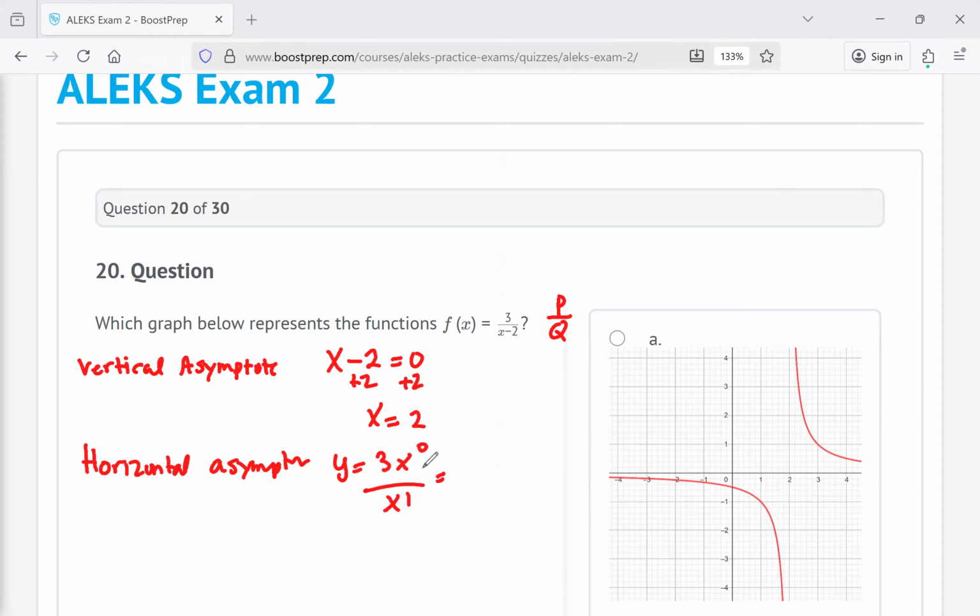Then what you do is figure out your rules. This is technically bottom heavy. So when it's bottom heavy, your horizontal asymptote is actually 0. And please don't say none, because that's false. It's 0. So if you kind of graph it a bit, because you have two asymptotes, right? That's good.